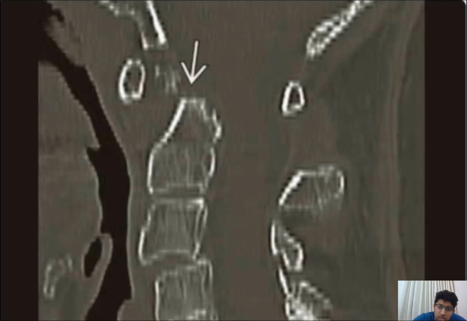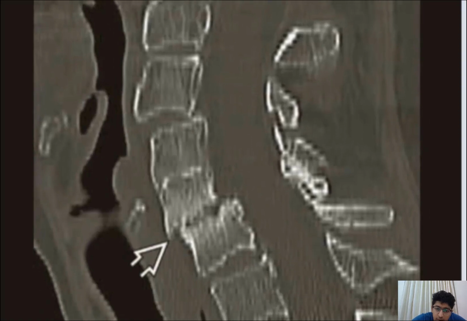Again, if you see this CT image, we can see that the dens is completely destroyed. Also we can see some irregularities in the vertebral body end plates, but there is no soft tissue edema around it. So again this is telling us that this is mechanical stress causing this irregularity in the end plate, and not infection.